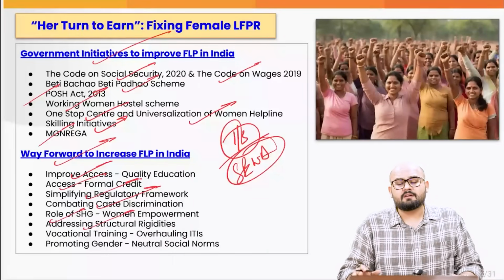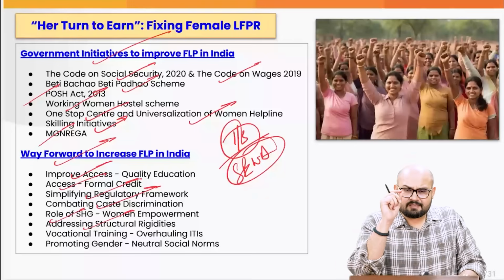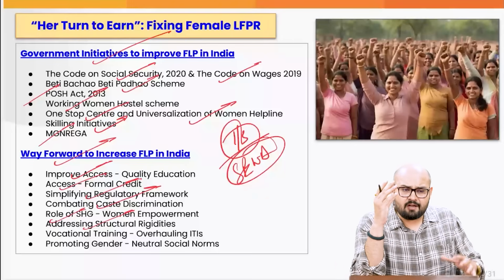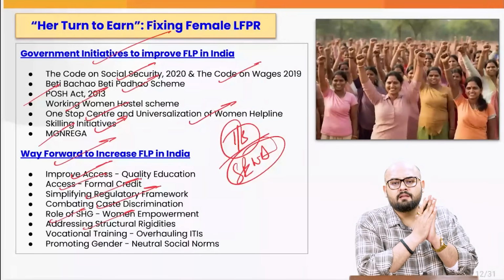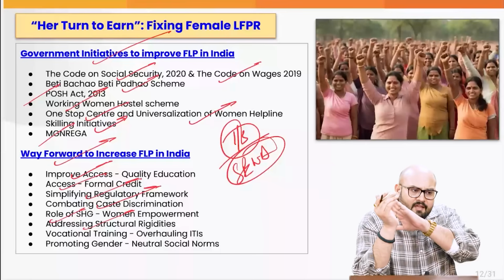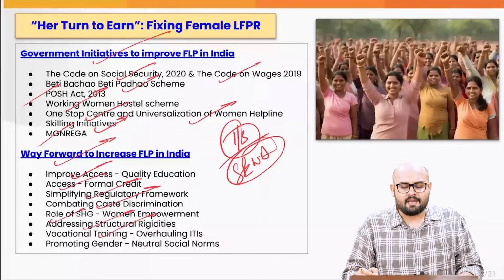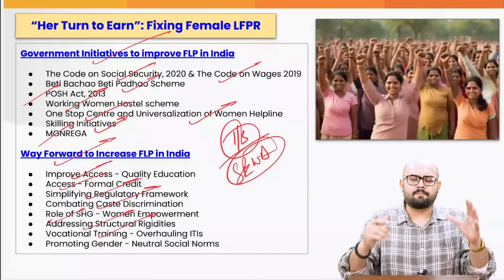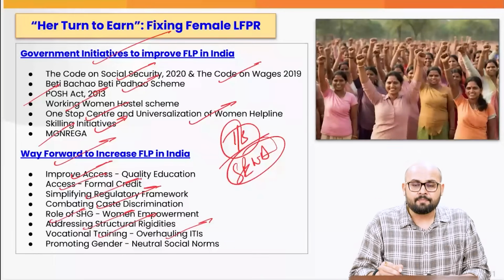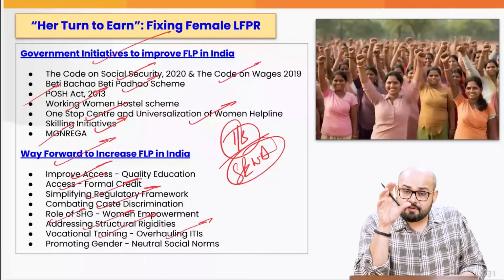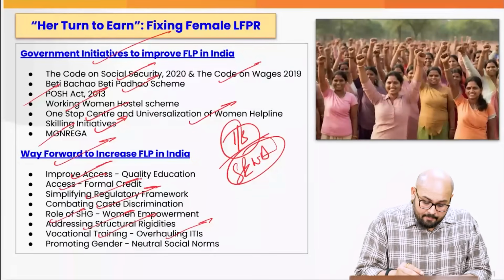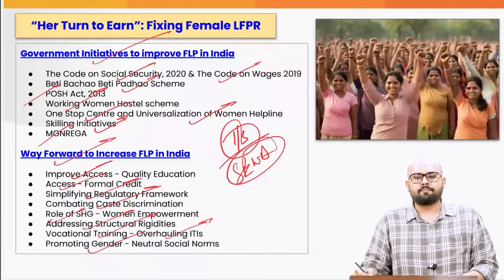Addressing the structural rigidities. When we are talking about structural rigidities, we are talking about the kind of ingrained setup we have. Let's talk about the glass ceiling. These things must be done away with, right? Vocational training, again, very important. There has to be an overhauling of the skill development institutes or the ITIs, with programs which are women-centric in nature, right?